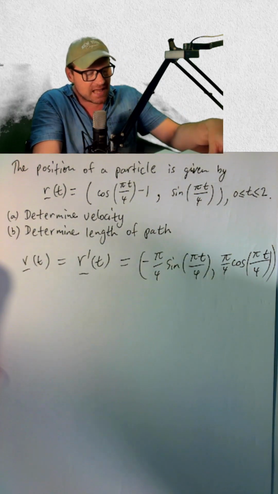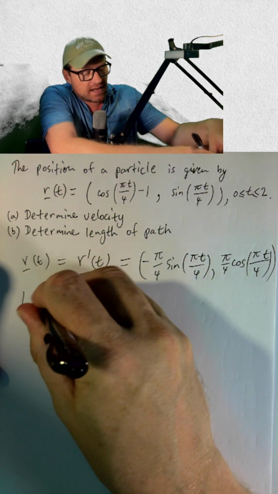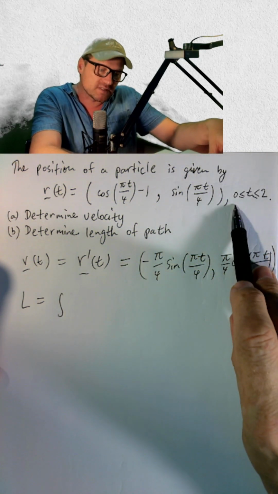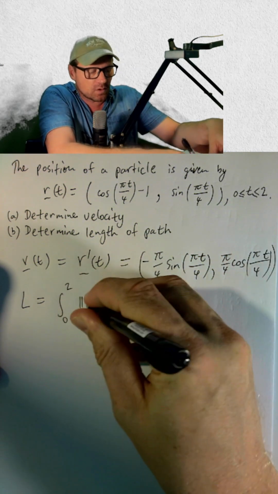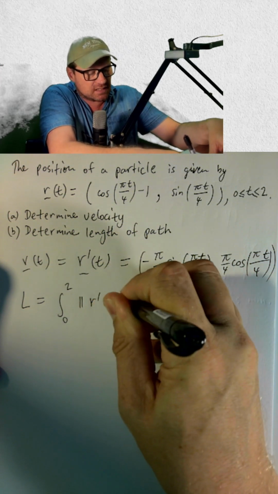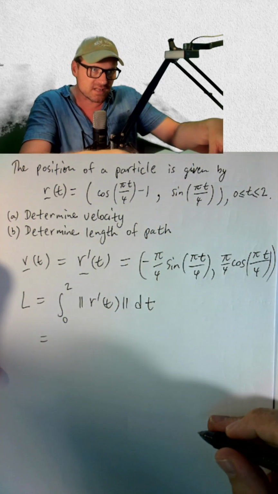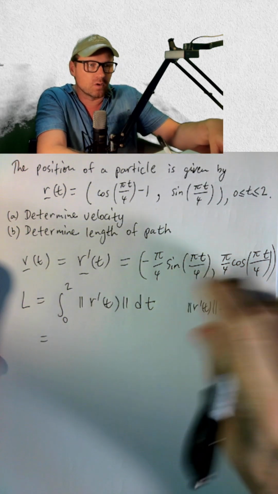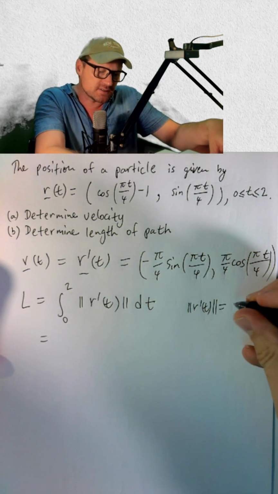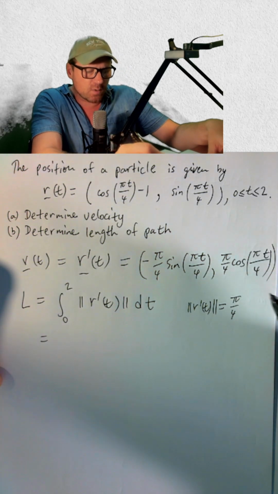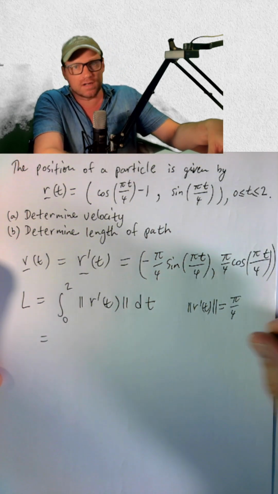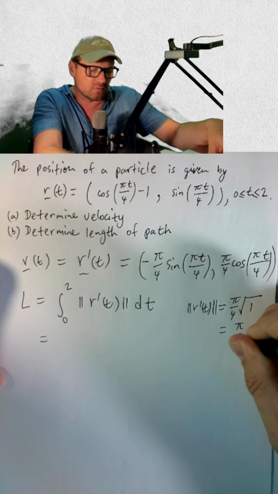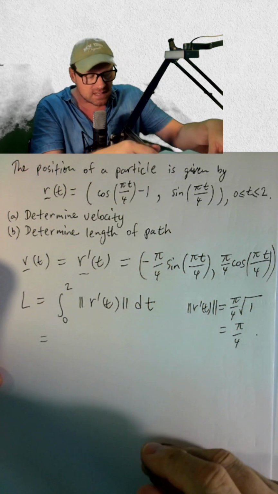Part B, determine the length of the path. So the arc length is given by the integral over t from 0 to 2 of the norm of r dash of t. On the side here, let's calculate the norm of r dash. The norm of this vector is π/4 times the square root of sine squared plus cos squared, but that's 1, so the square root of 1. And so we just have π/4 for that.